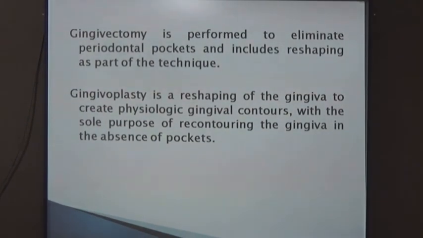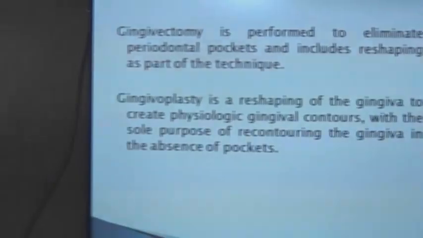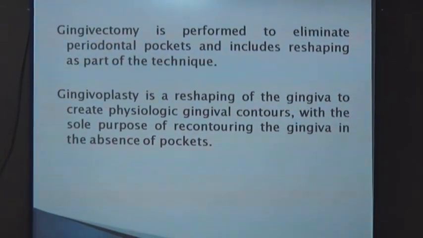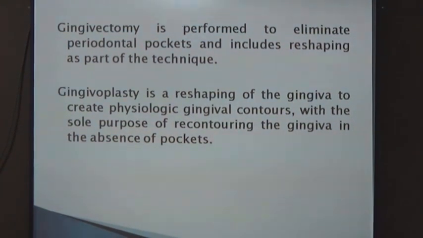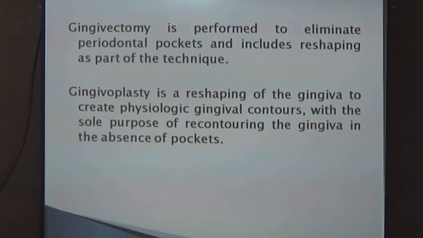Gingivectomy is performed to eliminate periodontal pockets and includes reshaping as a part of the technique. So gingivectomy eliminates the suprabony pocket, and only then reshapes it. It is not just reshaping directly. Gingivoplasty is a reshaping of the gingiva to create physiological gingival contour. When you say gingivectomy, you see the suprabony pocket. For example, gingivectomy can be done in gingival enlargement, inflammatory, non-inflammatory, drug-induced, everything.